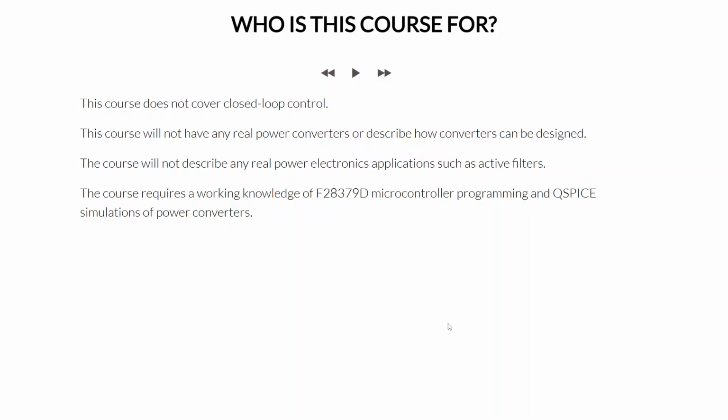Finally, this course requires a working knowledge of the F28379D microcontroller and also of QSPICE simulations of power converters. These are requirements of this course. I will not be covering these two basic aspects in this course. You should know this in order to take this course. If this is not familiar to you, then please watch the next two videos in which I describe how you can learn these two aspects, because these are the requirements of this particular course.